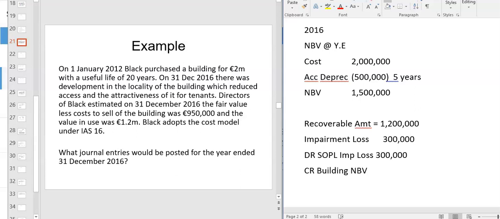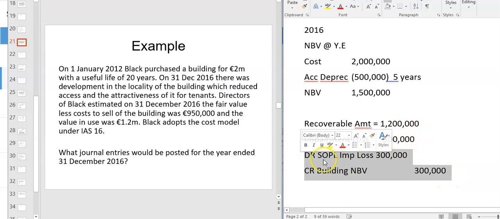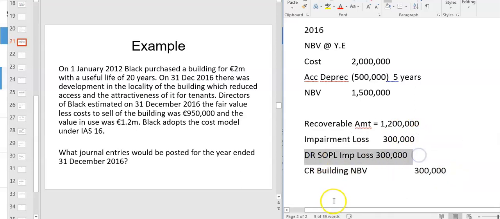It's technically going to accumulate an impairment loss, but you don't have to show that separately. Just saying credit the building net book value is fine as well. So you're bringing that net book value from 1.5 down to its recoverable amount of 1.2. That's your first key step. So that's what was asked for in 2016. Your impairment loss for the first time, and you recognize that it's an expense through the P&L.